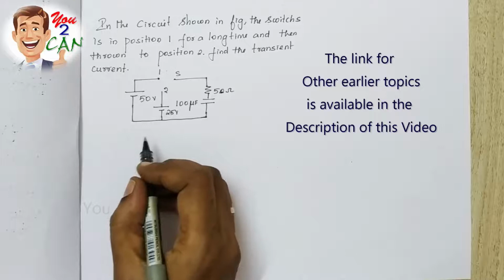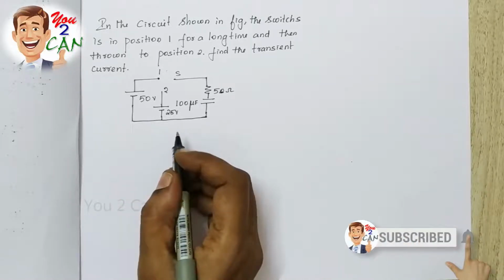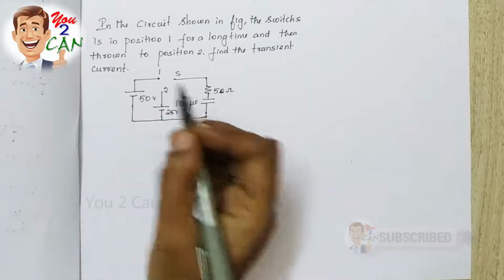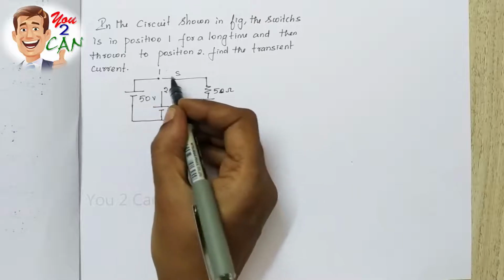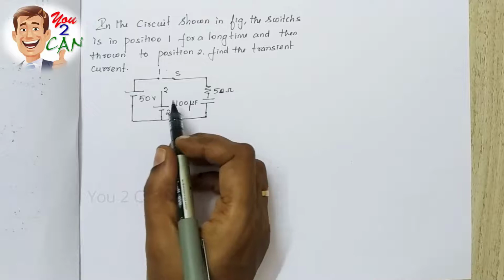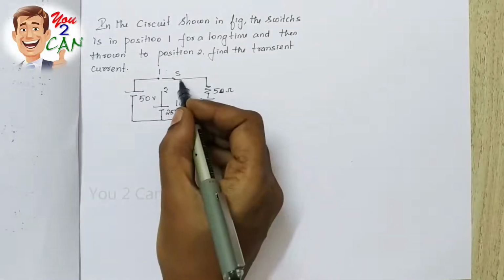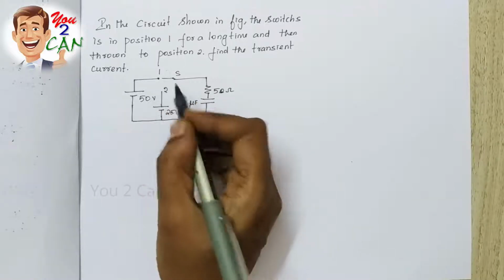Now let us see another type of problem in RC transients. In the circuit shown in the figure, the switch S is in position 1 for a long time. This is the switch, and it is in position 1 for a long time, and then it is thrown to position 2. You have to find the transient current. So the switch is now thrown to position 2 after a long time at position 1.